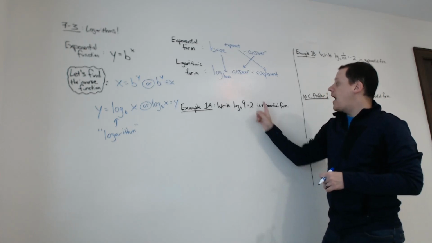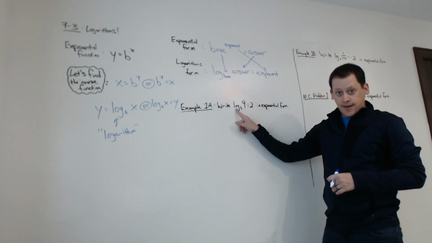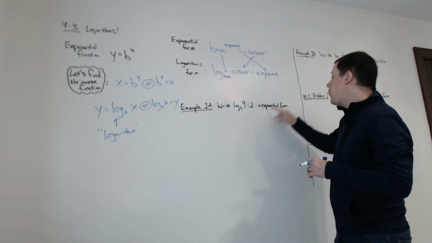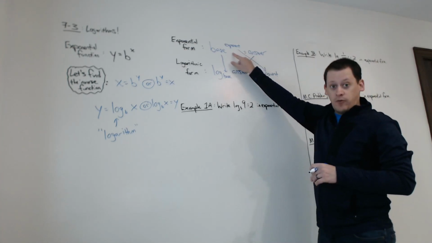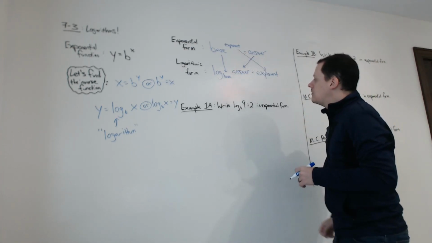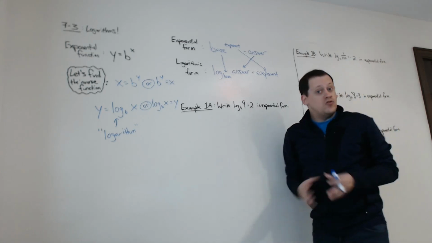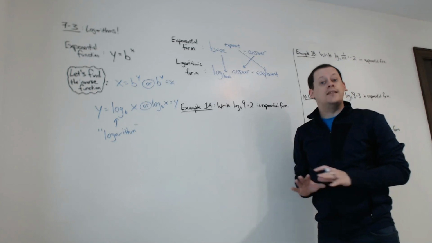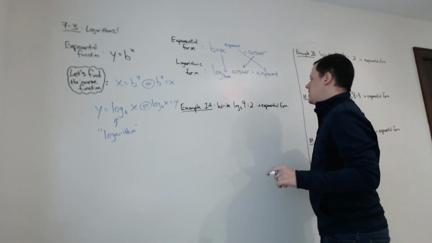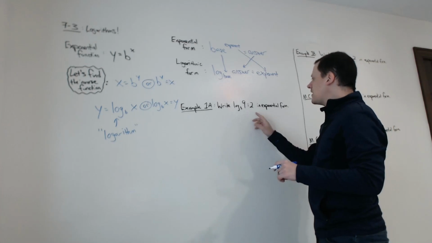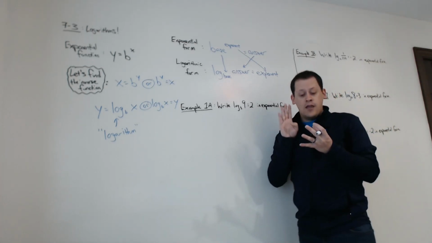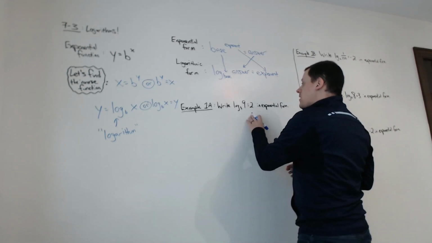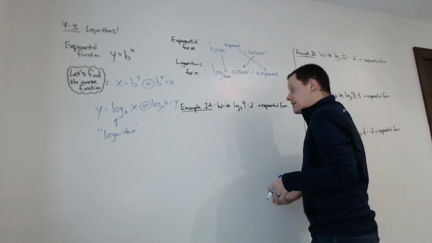Okay. So as you can see here, this has a log in it. So this is currently written in logarithmic form. And we want to write it in exponential form. So, for some of you, you might already know exactly what to do to write that in exponential form. If so, fantastic. If not, here's what I would suggest doing. Problems like this, you're going to need a base, an answer, and an exponent.